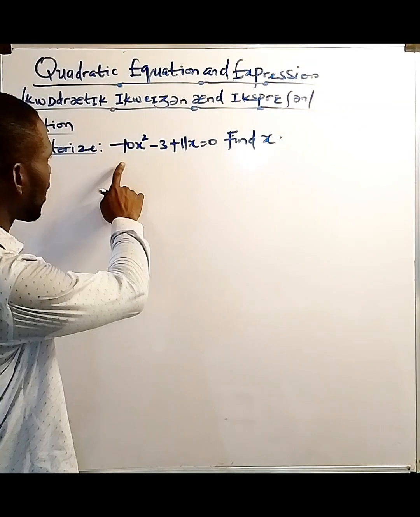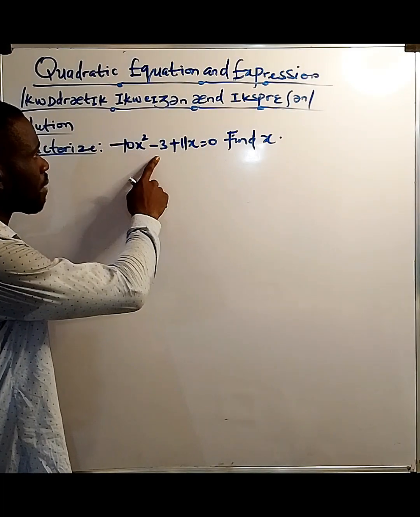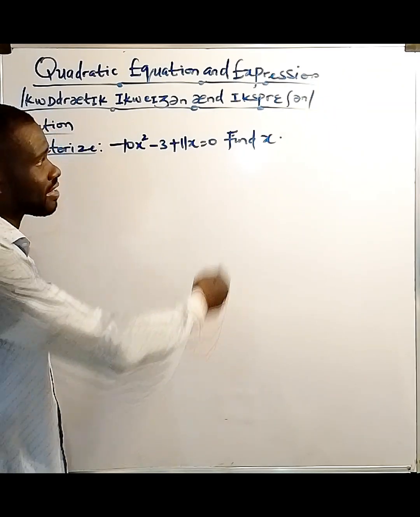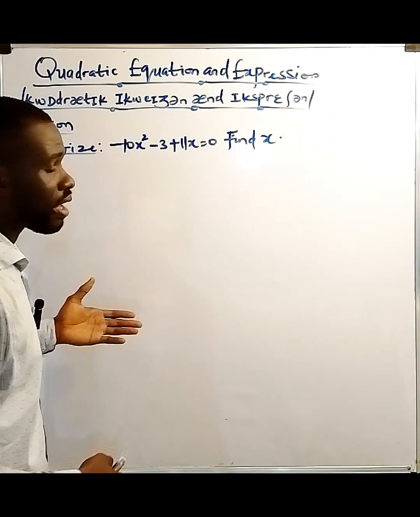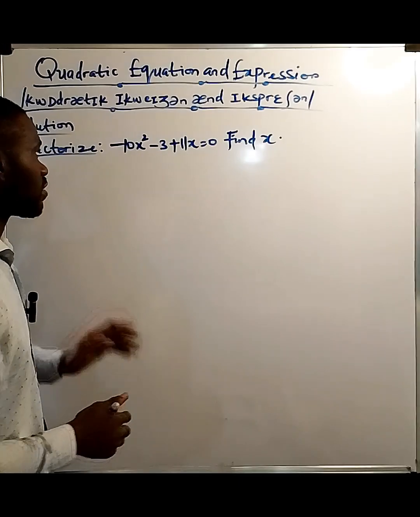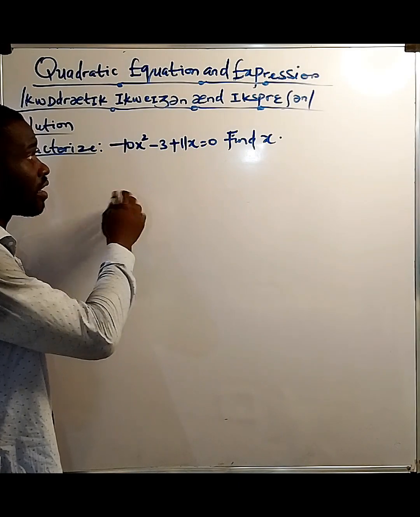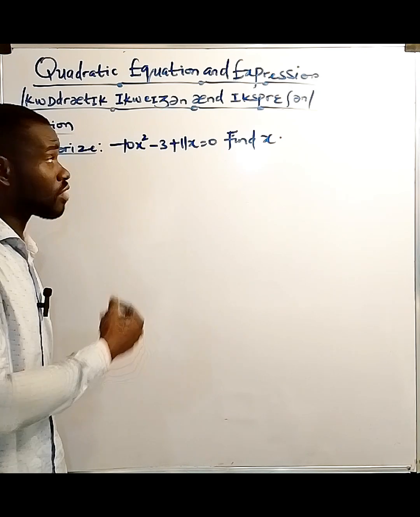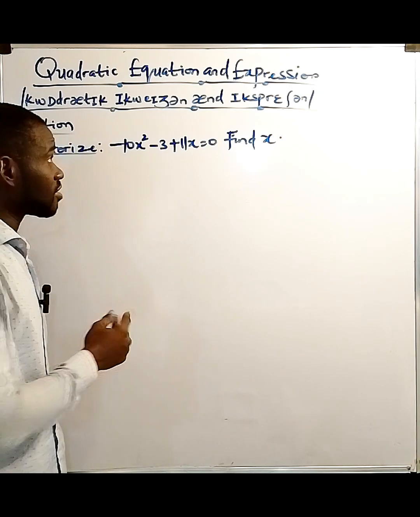We are asked to factorize minus 10x squared minus 3 plus 11x equal to 0, and also we are asked to get the value of x. So how do we go about this? This question is very simple. So the first thing we have to do is to watch out for whether this very equation is quadratic or not. You have to ask yourself. That's the first question. So let's see if it's quadratic.